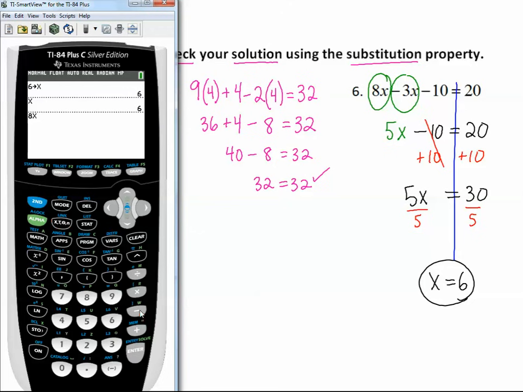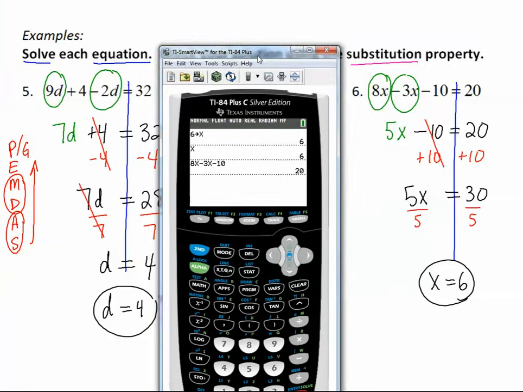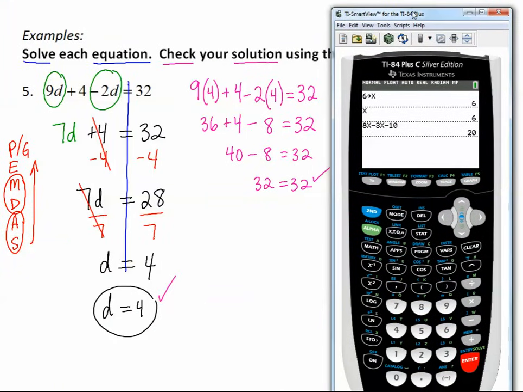8x minus 3x minus 10. Enter. We got 20, so we're correct. Even if the answer is not for the variable x, we can still check it using the calculator. Let's look at this one, number 5, where our variable is d.